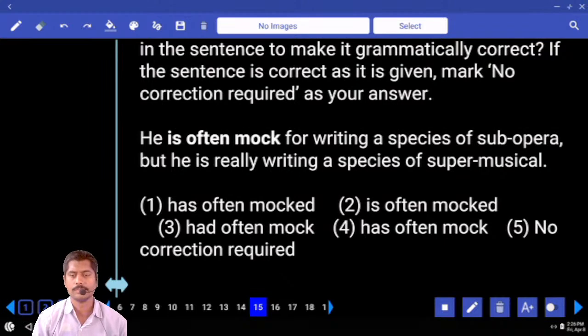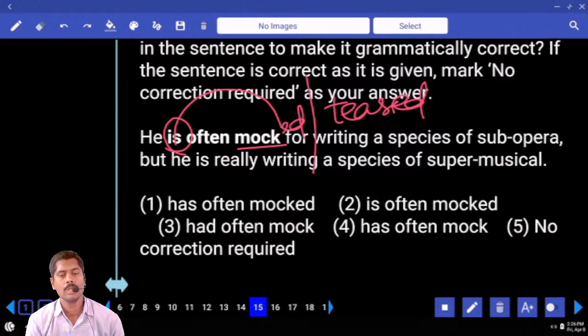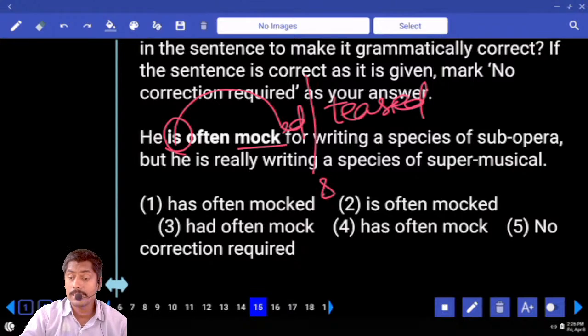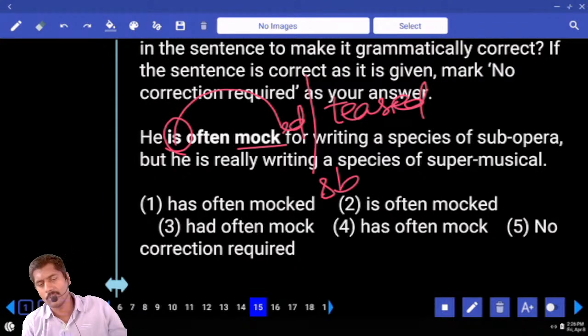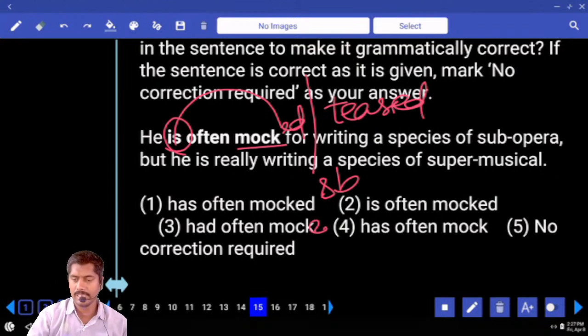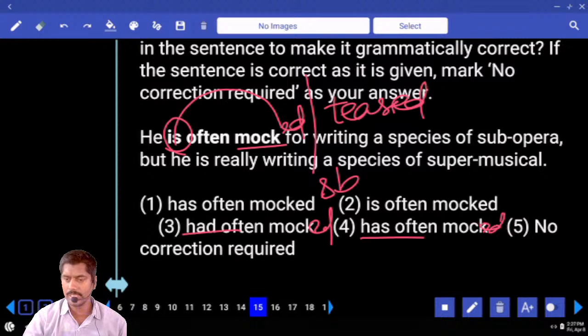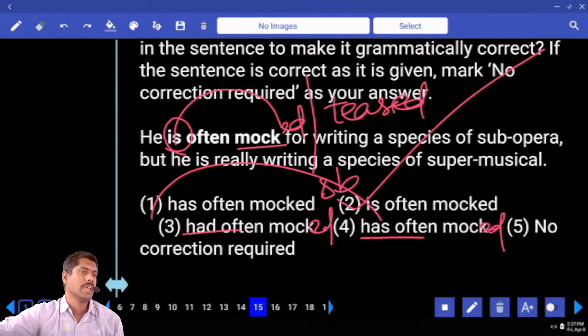Is often. If is there, mocked should be there. Mocked is nothing but teased. Teased is called mocked. He has often mocked somebody. Is he mocking anyone there? He is doing or other fellow is doing on him? He is often mocked. Second one, okay. Third one had V3 is needed. Fourth one has V3 is needed. Grammatically only 1 or 2. Second option. He is often mocked means he is often teased. He is often irritated.